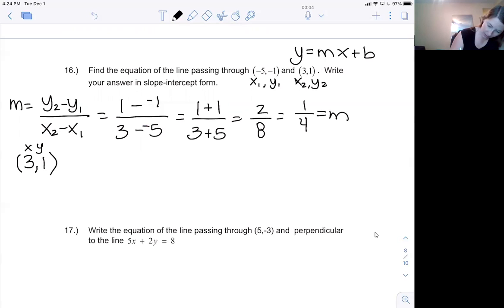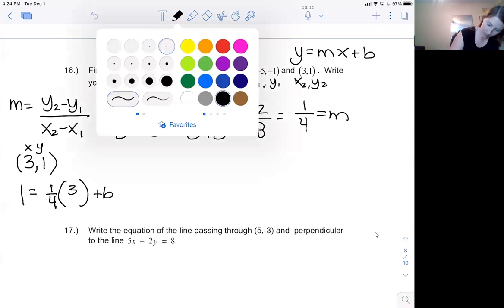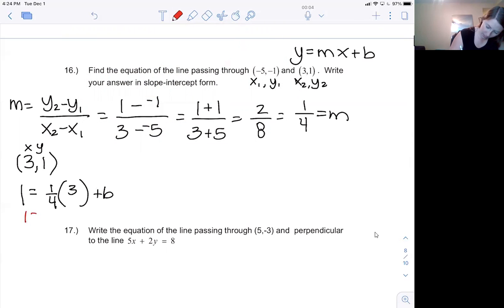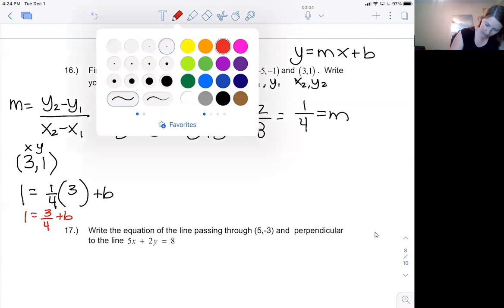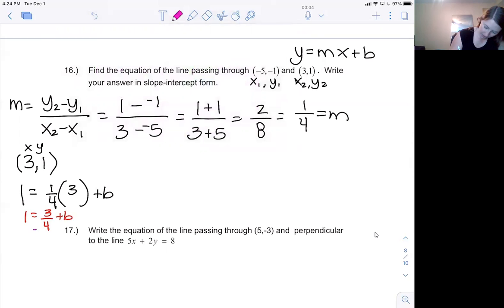So now I'm just plugging it in. So I have 1 equals 1/4 times 3 plus b, and this equals 1 equals 3/4 plus b. And now we're running out of room, but I've got to subtract 3/4 from both sides. So I have b equals 1/4.